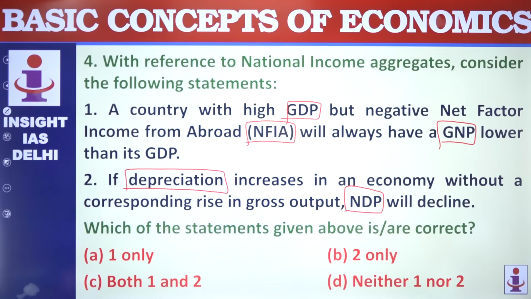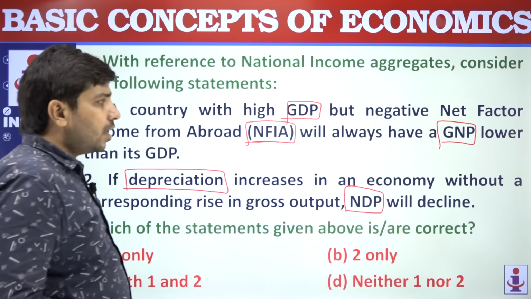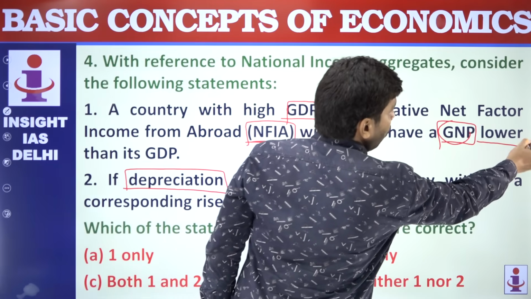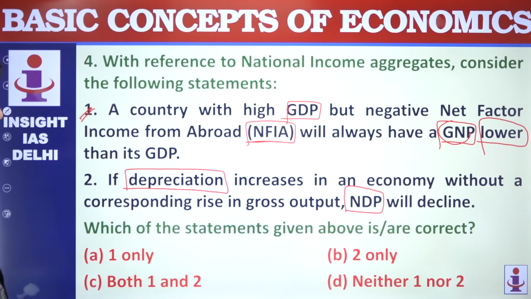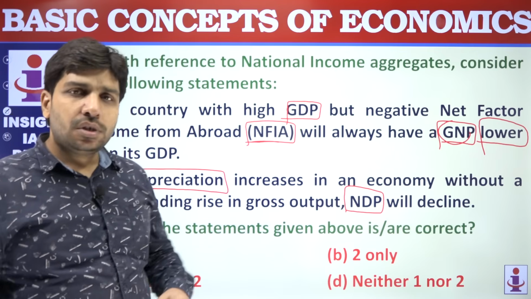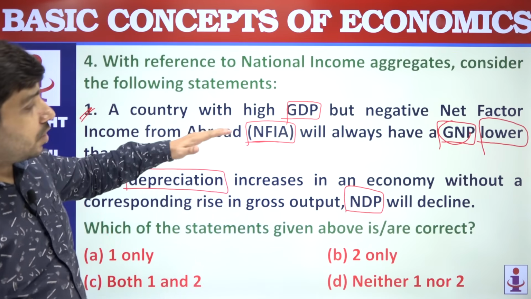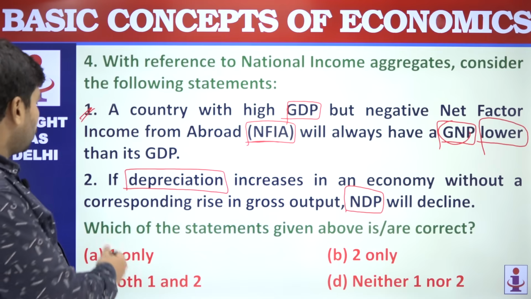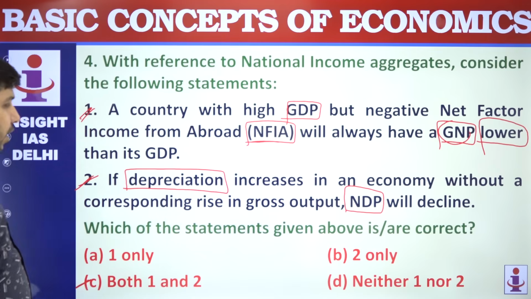Let's come back to our question. A country with high GDP but negative net factor income from abroad will always have a GNP lower than its GDP. Very much true, because if the NFIA is negative, then earnings from abroad are also negative. Then Indian citizens' income is negative, so GNP will remain lower. So this statement is correct. Depreciation increases in an economy without a corresponding rise in gross domestic output. NDP will decline. Yes, because NDP is equal to GDP minus depreciation. If depreciation is increasing but GDP is not rising accordingly, then NDP will decline. So both these statements are correct. Answer option C is your correct answer.